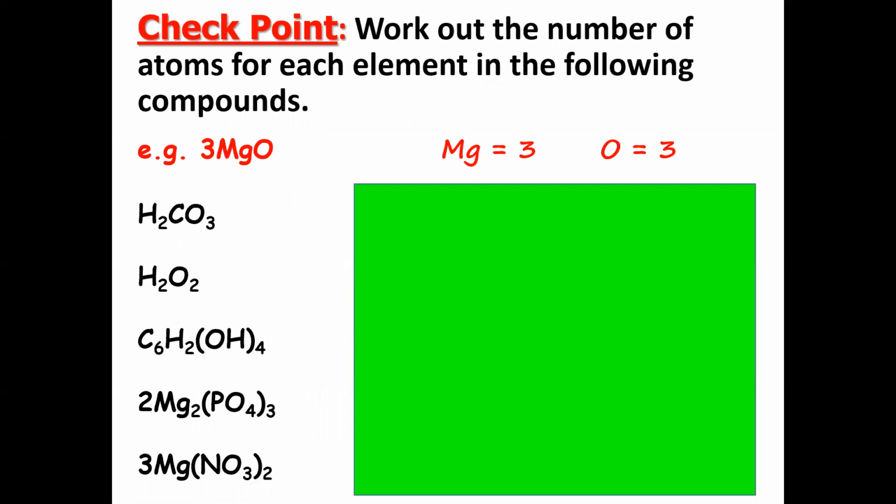Now, what I would like you to do is take some time out. I would like you to pause the video to work out the number of atoms for each element in the following compounds. What I mean by that is if we take this example, 3MgO, because we've got the coefficient 3 at the beginning, it means we've got 3 magnesiums. Because we've got a coefficient of 3 at the beginning as well, it means we also have 3 oxygens. Remember, the coefficient multiplies everything within the formula.